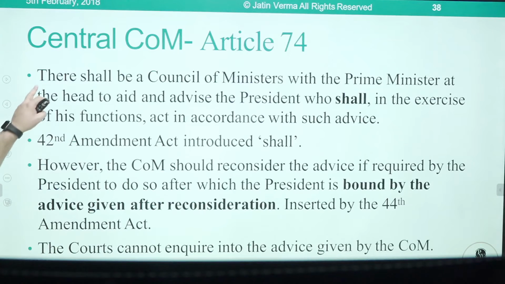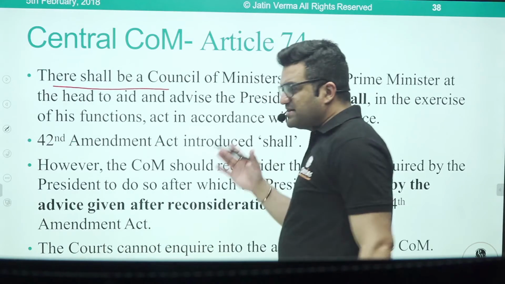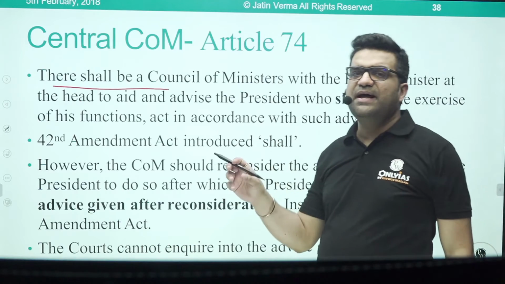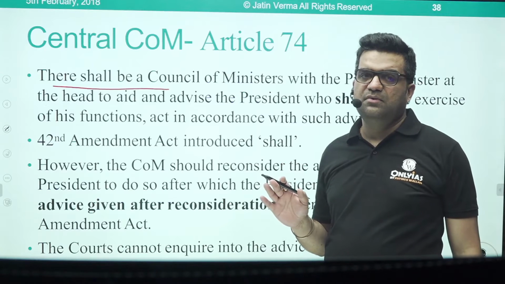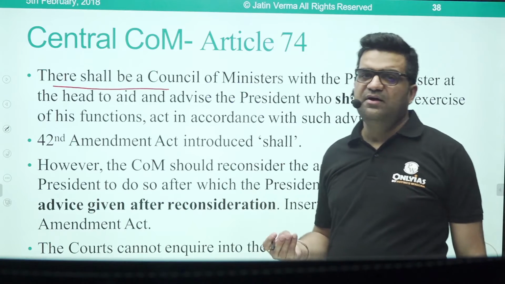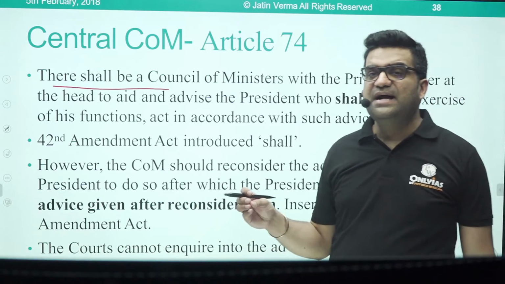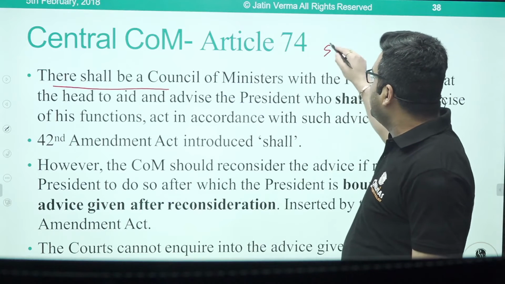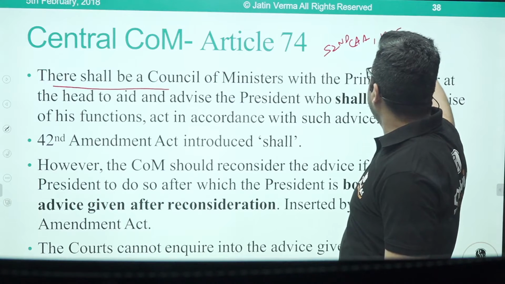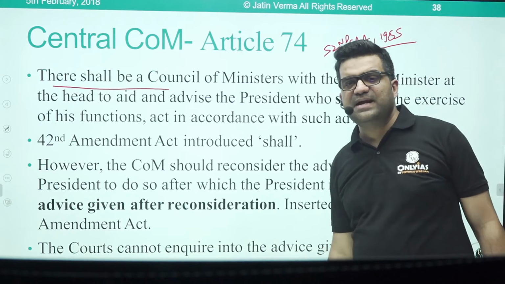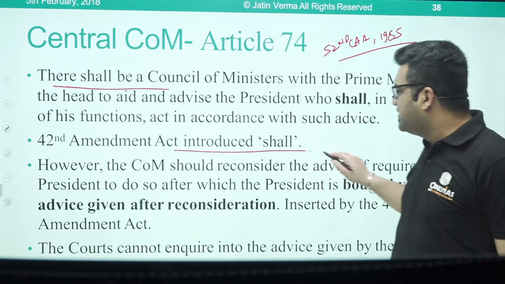Now there shall be a council of ministers. There is no distinction, no term like minister of state with independent charge, given in the Constitution. The word cabinet itself, cabinet minister or cabinet, was added for the first time by the 52nd Constitutional Amendment Act 1985. Even though this Act talks about the anti-defection law, this was the first time through this Act that the word cabinet was added. The 42nd Amendment Act introduced the word shall.